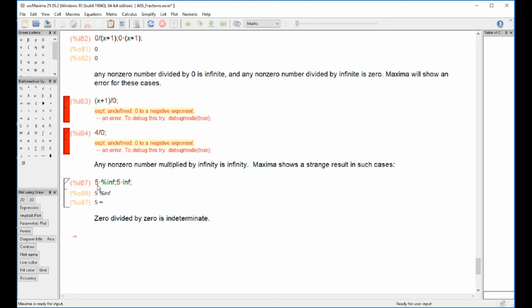Now, this doesn't make any sense. When you multiply infinity by any number, it's infinity again. And finally, 0 divided by 0 is indeterminate.